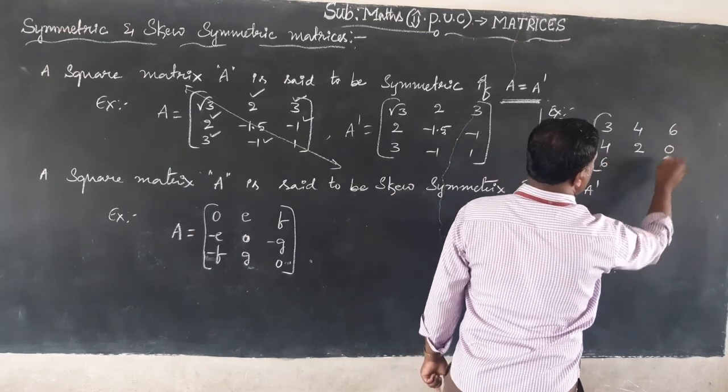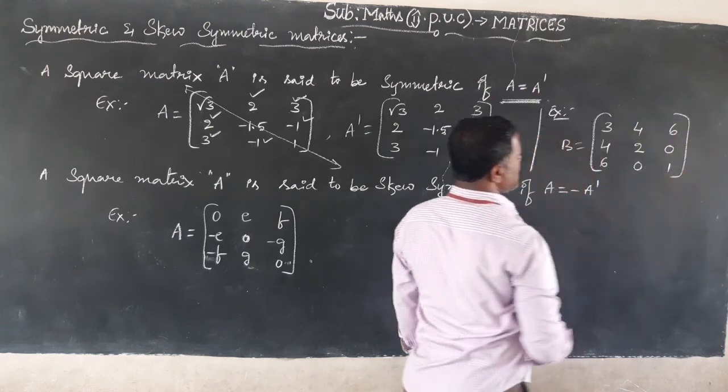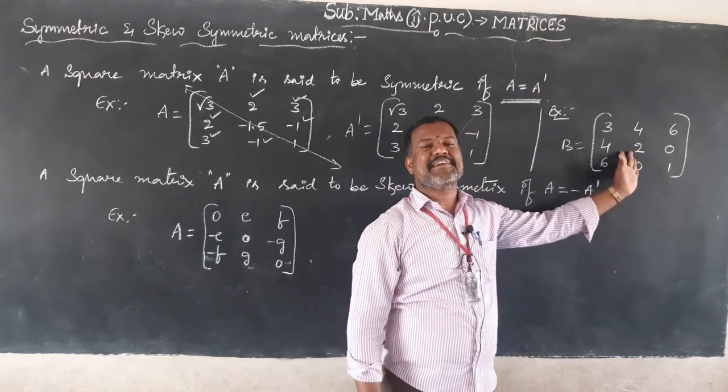If I take here 0, here I should take here also 0. Now this is what we call a symmetric matrix.